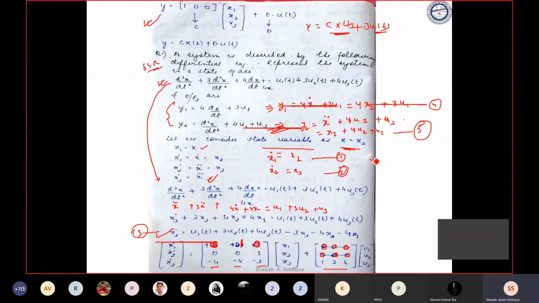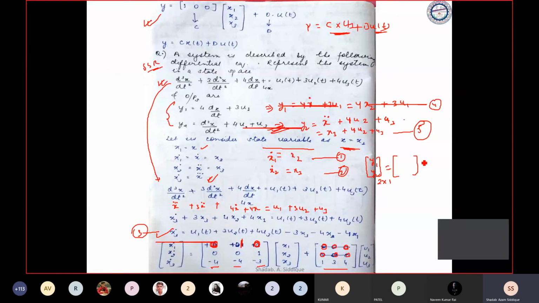So we have a matrix y, and we can write y1 and y2. How many outputs do we have? We have 2 outputs, so this should be in terms of 2 equations, a 2 cross 1 matrix. Which is equal to the 2 equations given, 4x2 plus 3u1, and from the fifth equation, x3 plus 4u2 plus u3. So we just replace with x1, x2, x3.